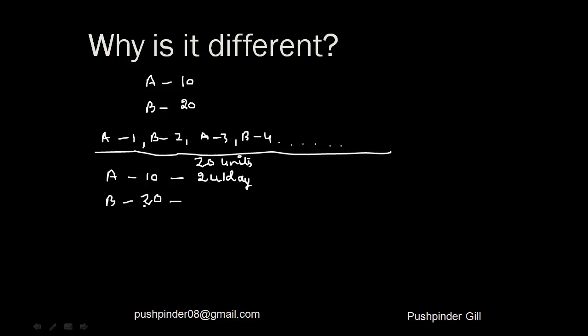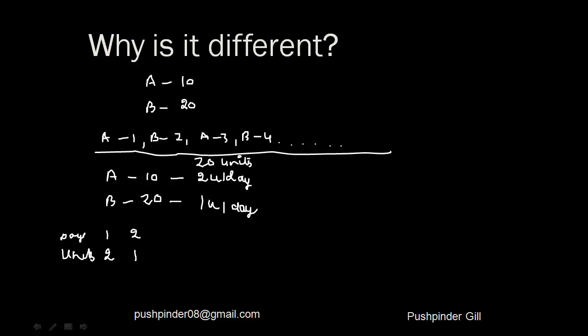Similarly, B can finish the job in 20 days. To finish 20 units, he'll be finishing 1 unit every day. Now here comes the question. A works on the first day, so on the first day A finishes 2 units. Then on the second day, B finishes 1 unit. So these are days and these are units. This is what is happening.